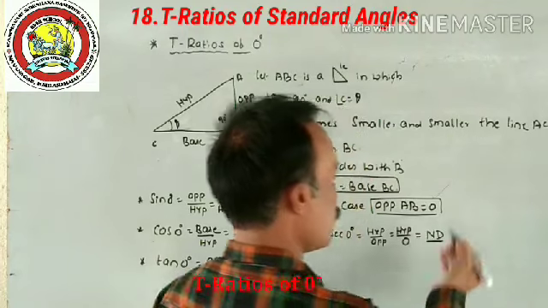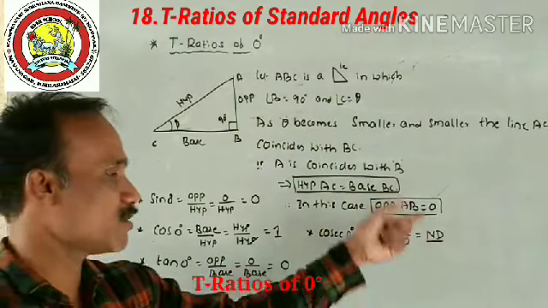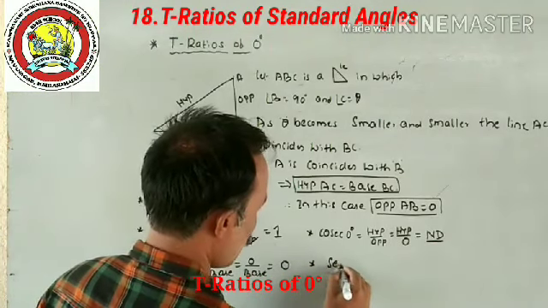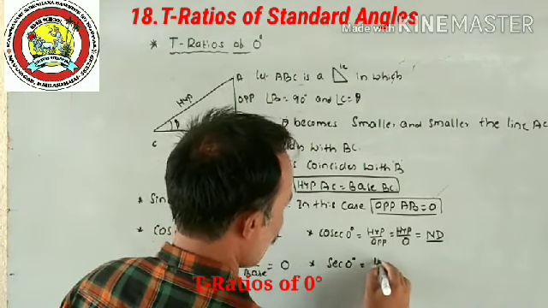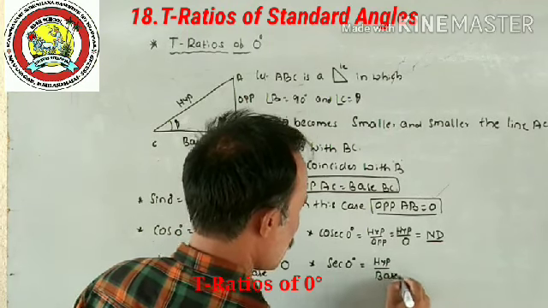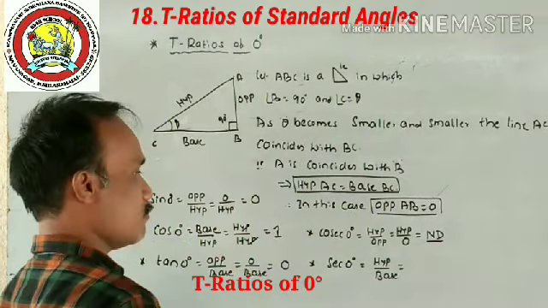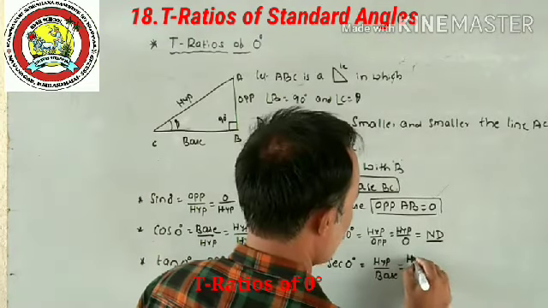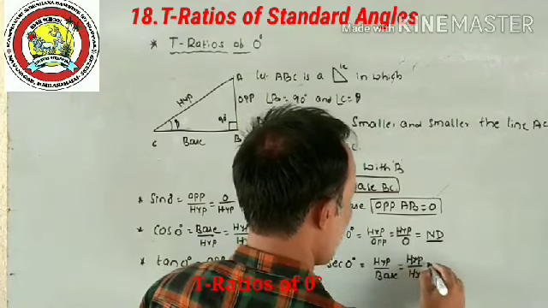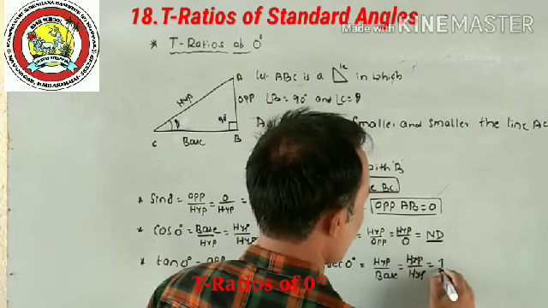This is very, very important. Anything by 0 we cannot define. Next, secant 0 is equal to hypotenuse by base. So hypotenuse by base, both are the same, so hypotenuse divided by hypotenuse cancels. What is the value of secant 0?